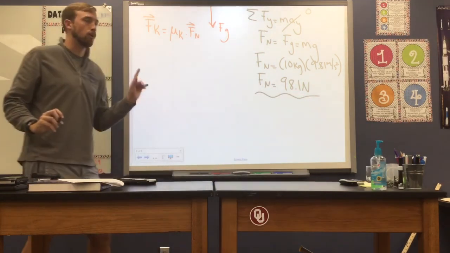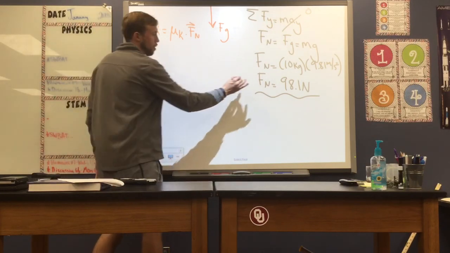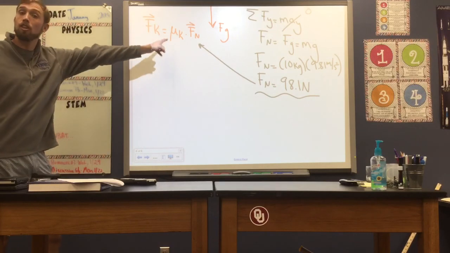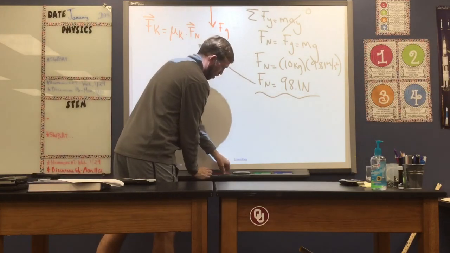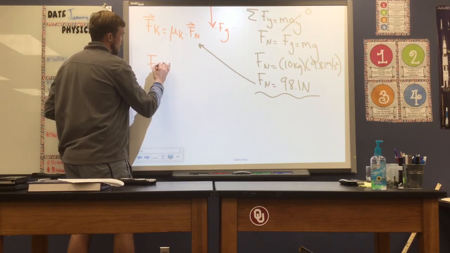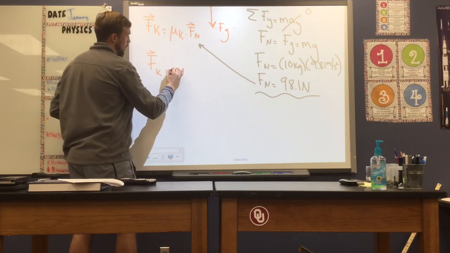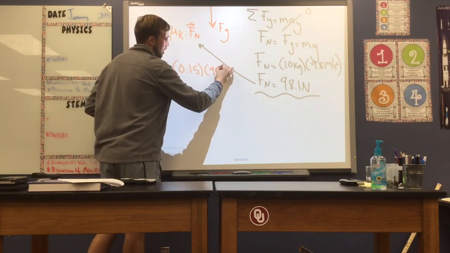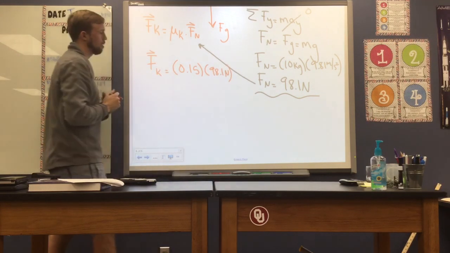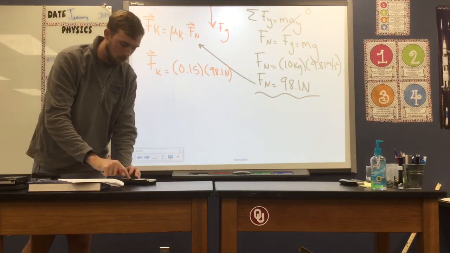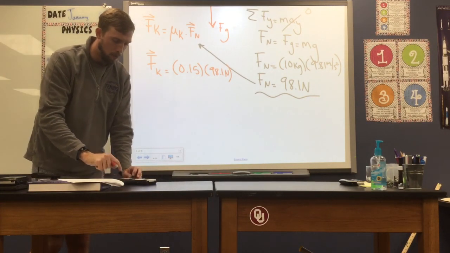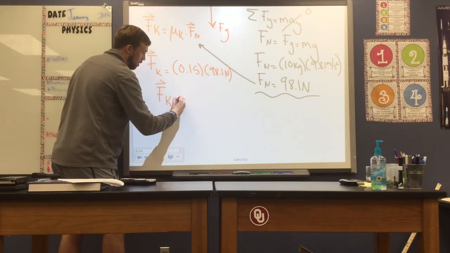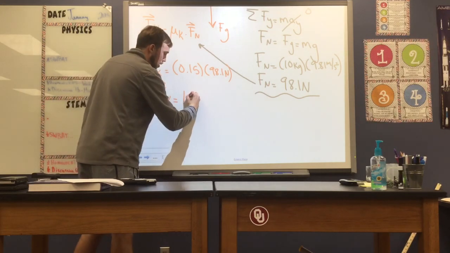Now that's not our frictional force, but it's the way that we find our frictional force. We're going to take that and plug it in here. So our frictional force is our coefficient times the normal force. So Fk is equal to our coefficient, 0.15, times the normal force, 98.1 newtons. So we'll take that value, 98.1 newtons, and multiply by 0.15. That's going to give us our frictional force, a little bit lower, which seems reasonable, 14.7 newtons.